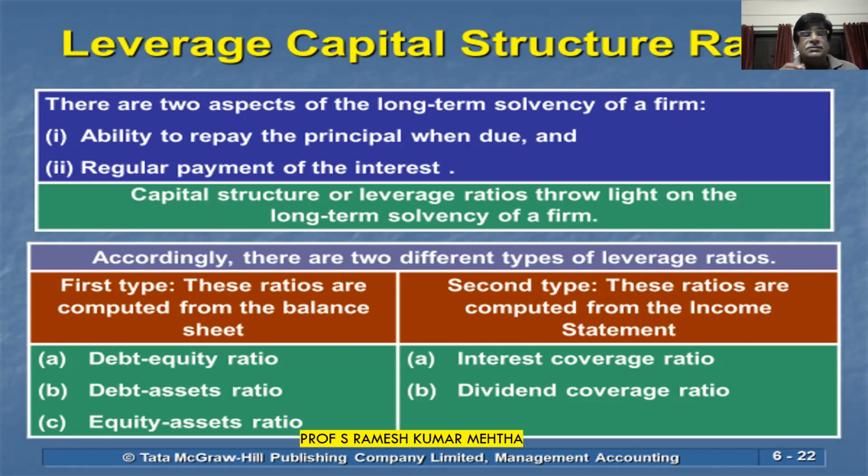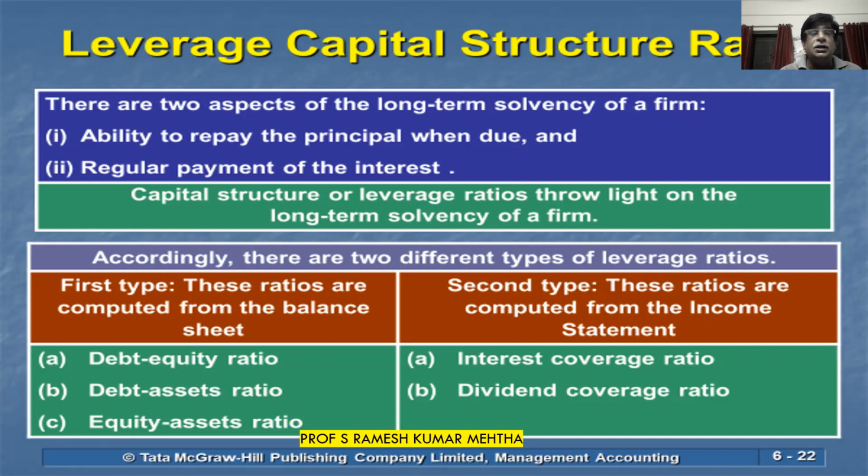Now, as we have already seen in the previous videos, leverage or capital structure ratios, which is also called solvency ratio, gives an understanding about the company's ability to pay the principal loan which they have taken. In addition to that, it also analyzes whether the company is in a position to pay the interest accrued on the debt capital or the loan taken from the bank, or money taken from debentures, and so on.